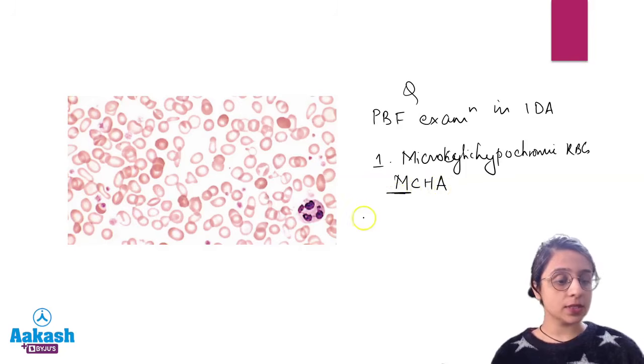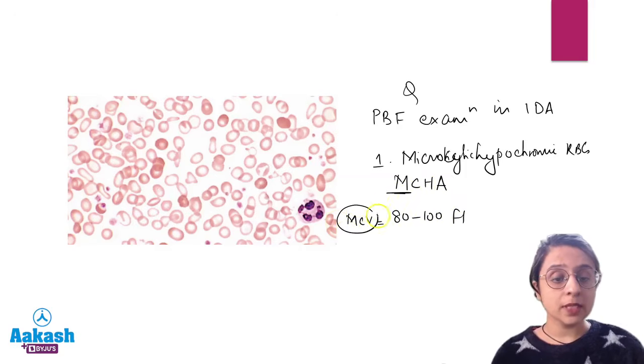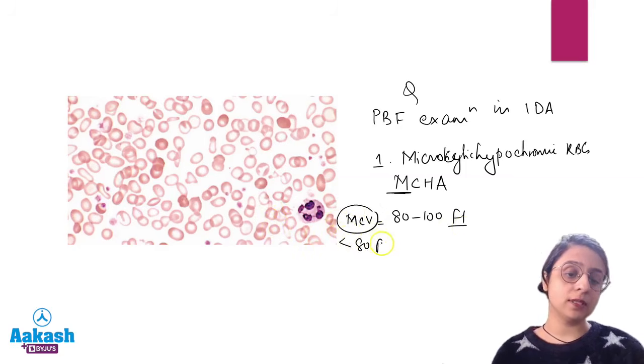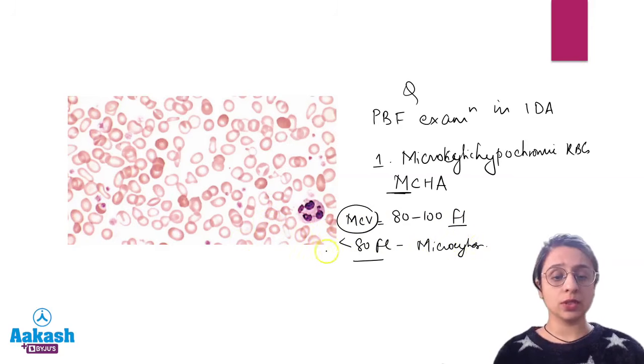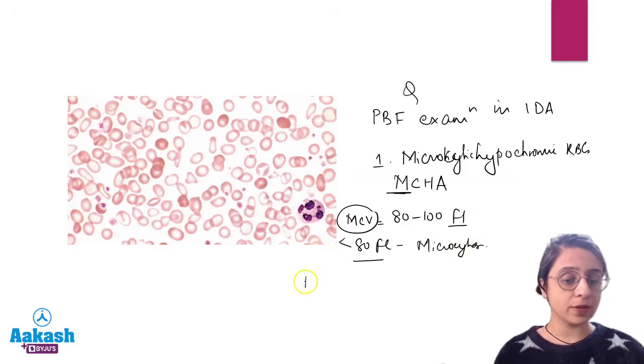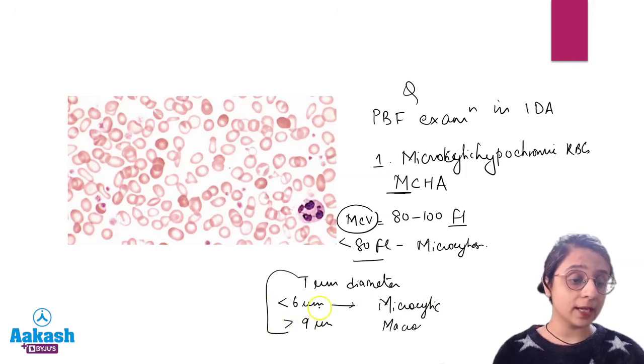What do you mean by microcytosis? Yes, the normal MCV of RBCs is about 80 to 100 femtoliter. So what is the unit of MCV? It is femtoliter. So it is 80 to 100 femtoliter. When it becomes less than 80 femtoliter, right, this is microcytosis. Another way to assess the size is that the normal size of RBC is about 7 micrometer in diameter. So when it becomes less than 6 micrometer, it becomes a microcytic RBC. And usually a macrocytic RBC is more than 9 micrometers. So this is one of the ways to analyze the size of RBC.